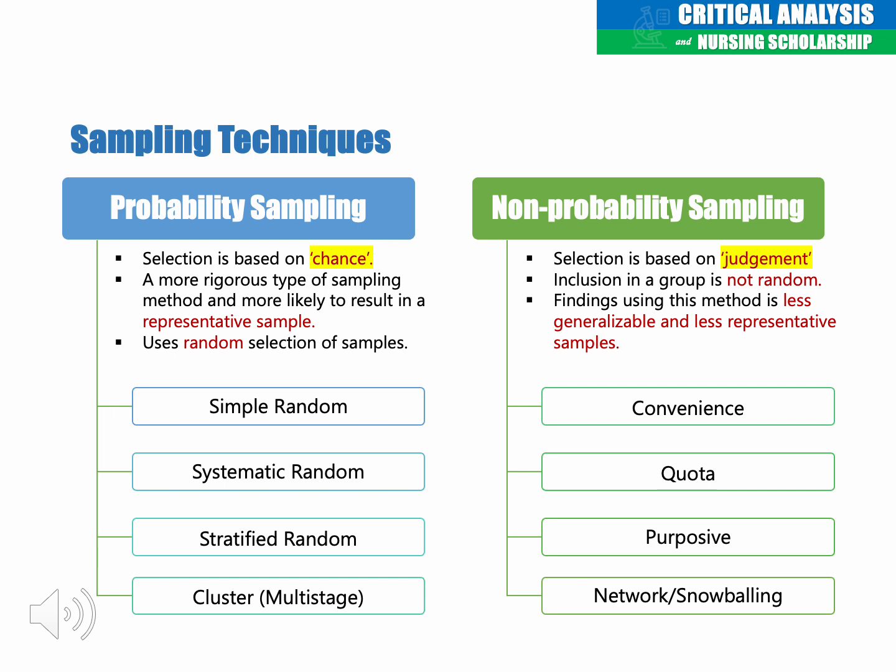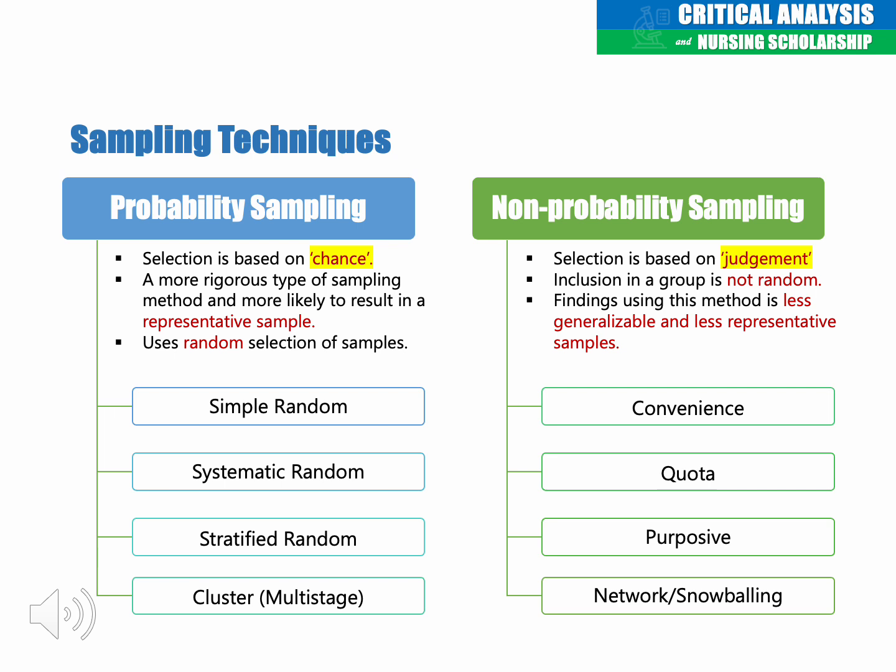And since it's based on random selection, in here we can use statistics to generalize the findings from the sample to the whole population. For example, you want to study the stress levels of nursing students across the country. You might use simple random, systematic random, stratified random, or most probably cluster or multi-stage random. And in here, you can select nursing students from different regions, year levels, or universities to ensure diversity and representativeness.